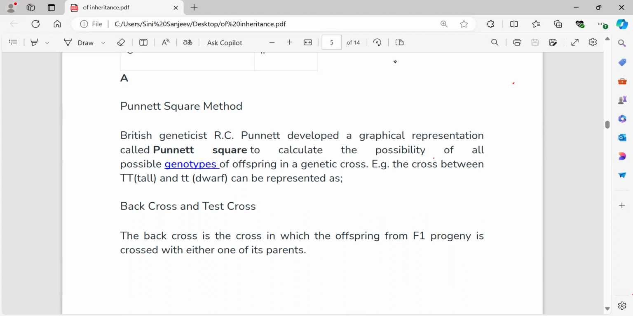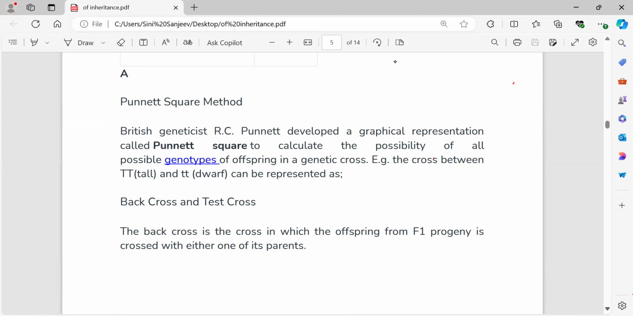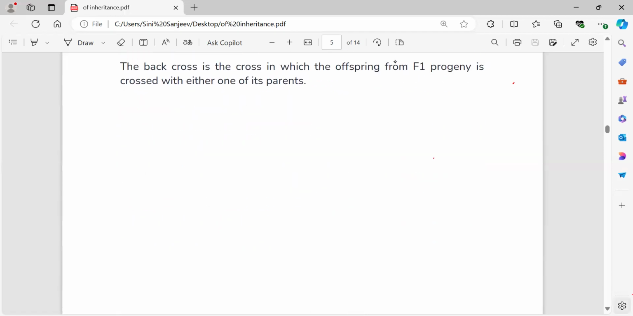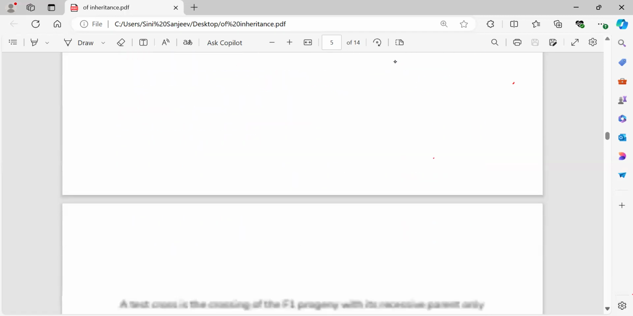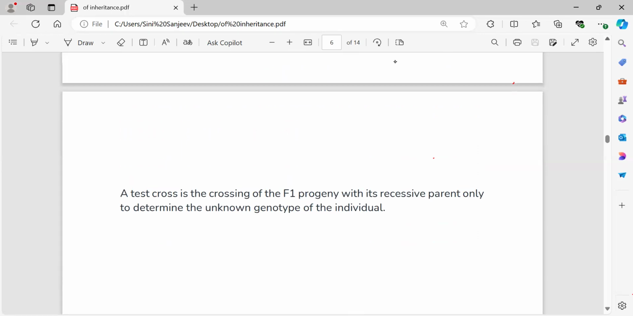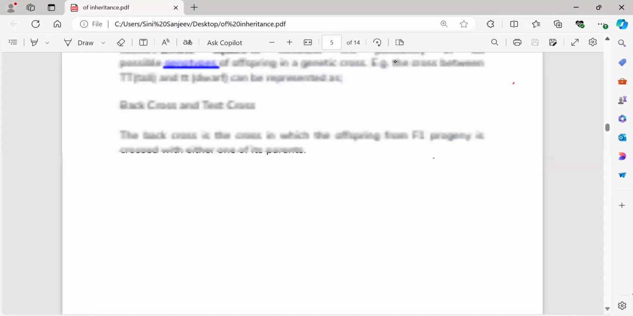R.C. Punnett was the person who developed this graphical representation so that you can calculate more easily the genotypes of an offspring. The example they have taken here is the tall and the dwarf. Whenever you are doing a Punnett square, you basically have two types of crosses, that is the back cross and the test cross.